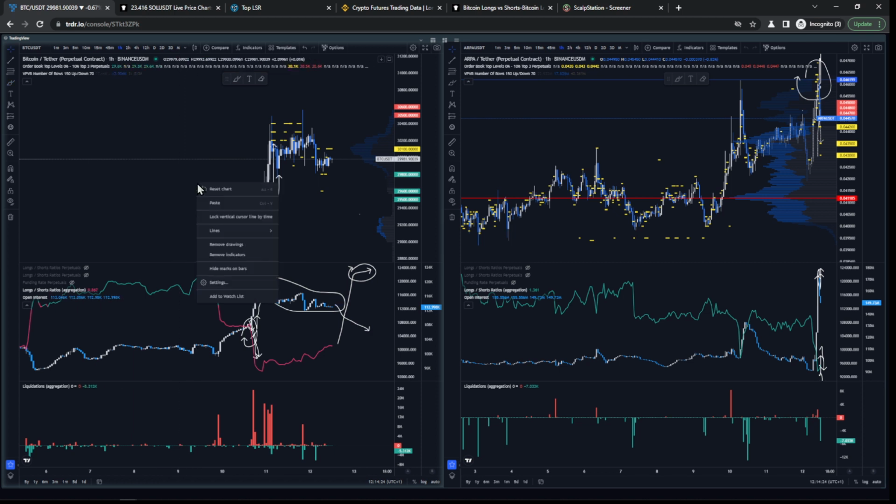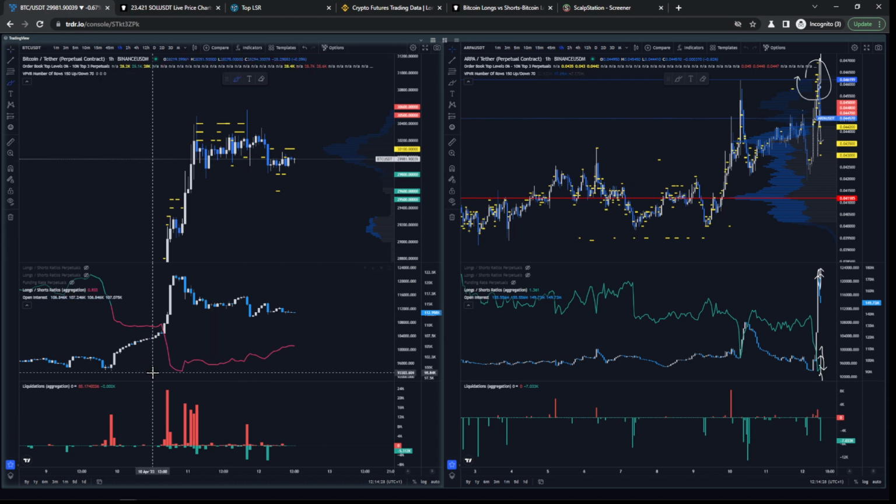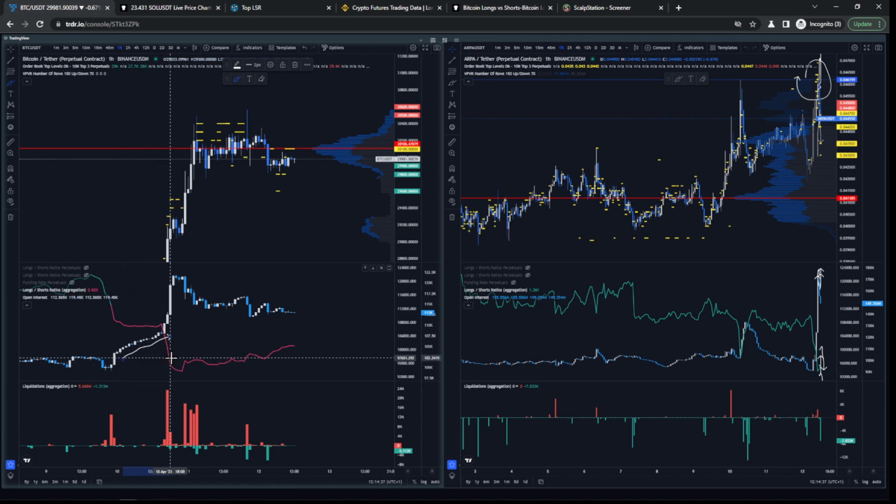Let me get rid of the drawings. Okay, so when the coin is receiving open interest, you can see here, look, 104k, 105k, and then it jumps to 120k. That's the amount of Bitcoin coins. So that's an amount of coin.